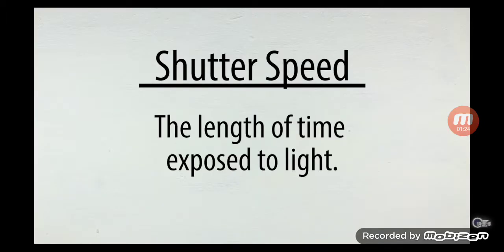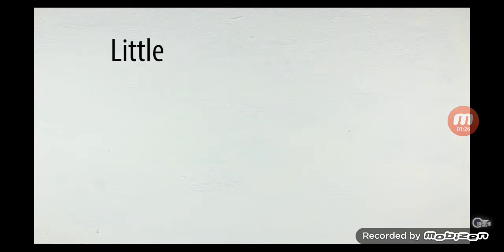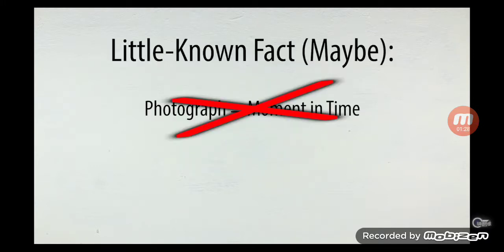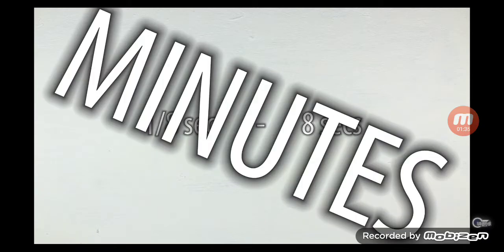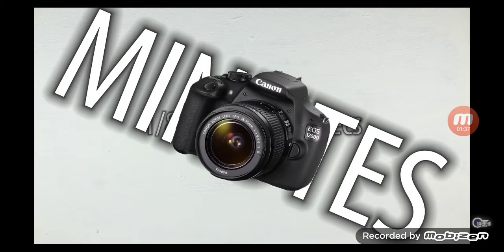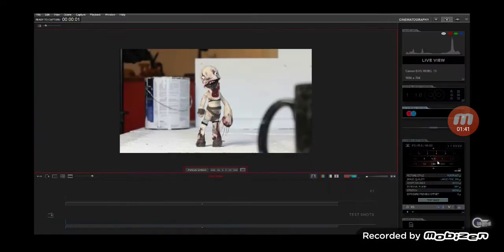Shutter speed is the length of time a camera sensor is exposed to light, which means, little known fact, a photograph isn't capturing a moment in time, it's capturing a fraction of time, which can be as quick as a fraction of a second or as long as several seconds, or maybe even minutes if you're feeling adventurous, but who knows, your camera might explode. Not really, but maybe. The longer the shutter speed is, generally the brighter your image gets.